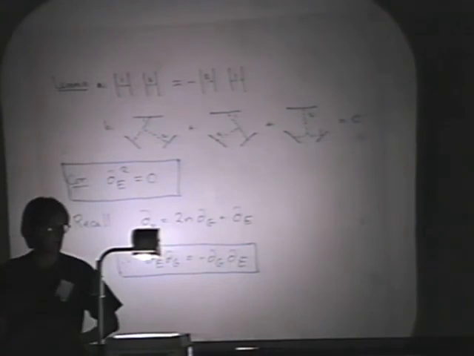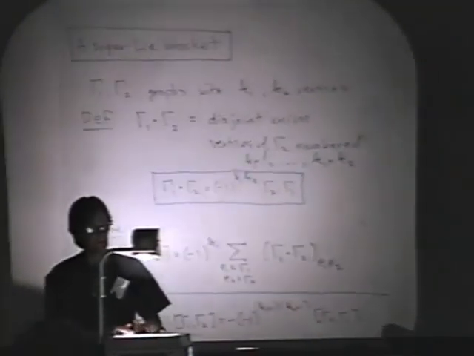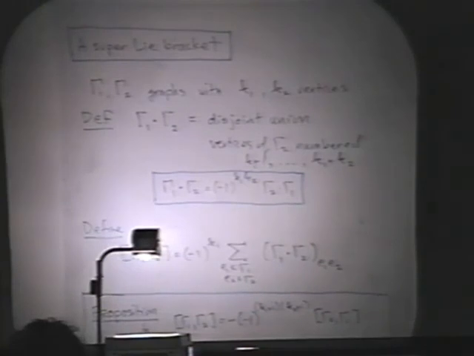Since this is a boundary operator and all these guys are boundary operators, you also get that boundary sub E commutes with boundary sub G. So what do we really have? The next thing we want to do is take two graphs and do this operation on them. And that's going to turn out to be a bracket.